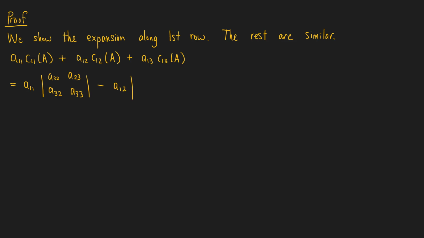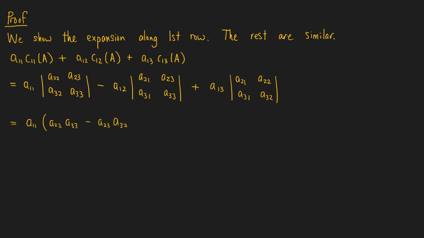minus A12 times the determinant of A21, A23, A31, A33 plus A13 times the determinant of A21, A22, A31, and A32. Using the definition of determinants, this is equal to A11 times bracket A22, A33 minus A23, A32 minus A12 times bracket A21 times A33 minus A23 times A31 plus A13 times bracket A21, A32 minus A22, A31.